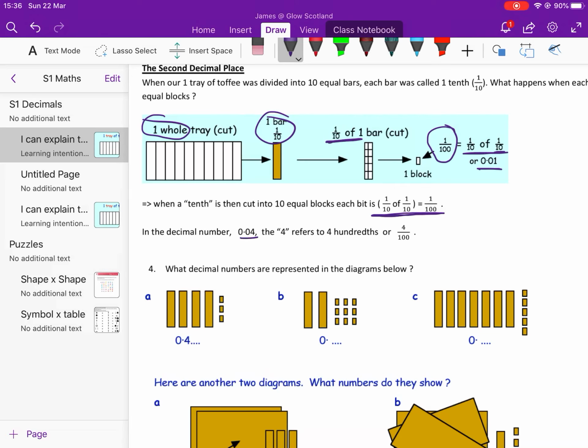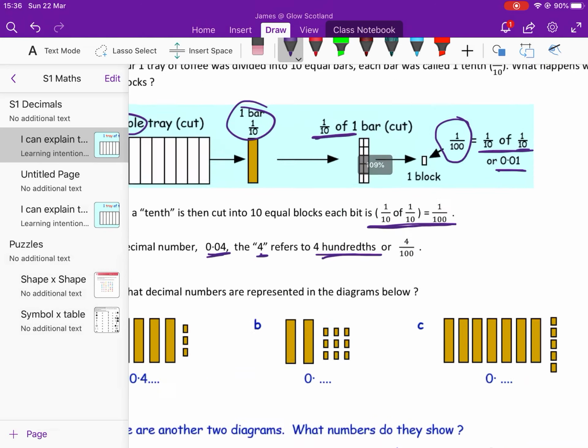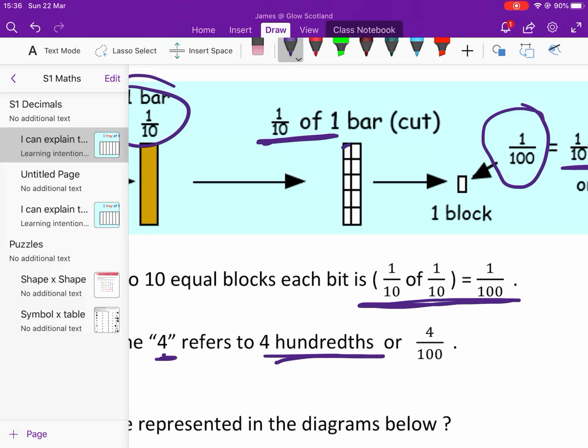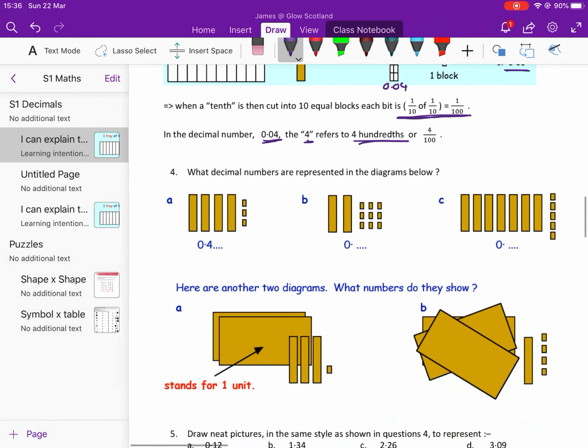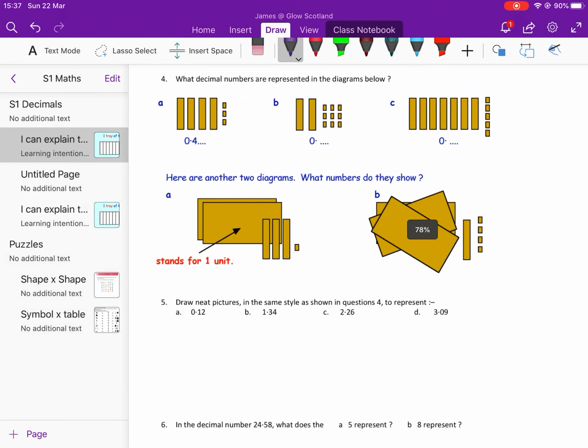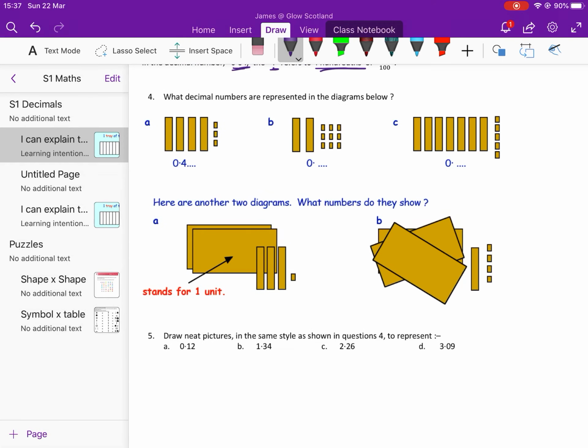So again, in the decimal number here, 0.04, the 4 represents 4 hundredths with a THS at the end of it. And we write that as a fraction, it's 4 over 100. So if I was to do 0.04, shade that in using this diagram, I would need to shade in 4 of those smaller sections there. So that would be 0.04 represented as a diagram.